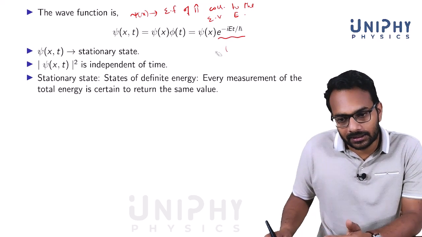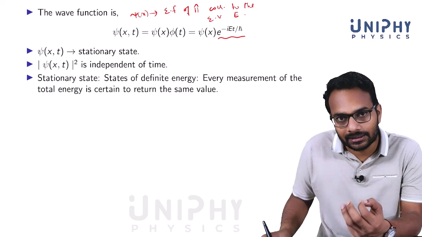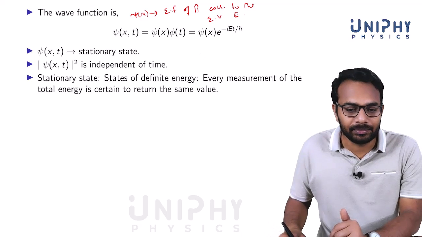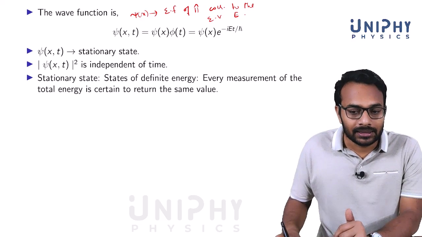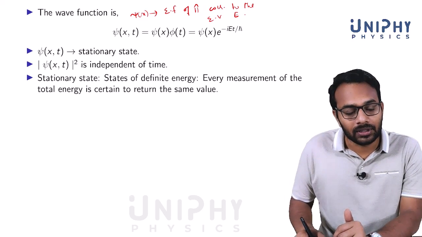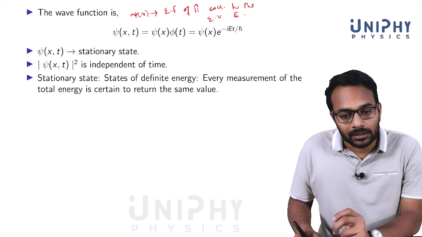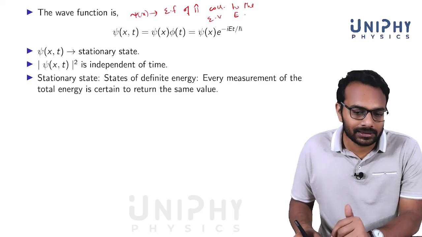This just disappears, right? Because E is real, energy is real. The eigenvalues are real, as we have said. So this just disappears. So this psi of x comma t modulus square is independent of time. Okay, that's why we call it a stationary state.